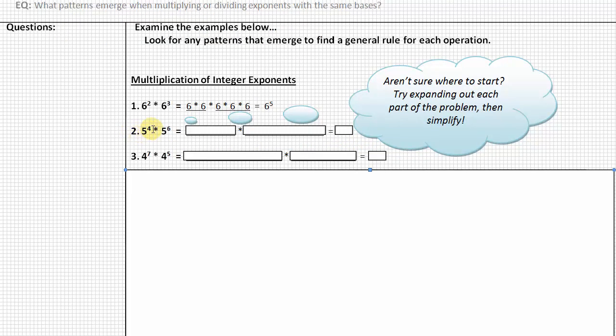We have 5 to the 4th power times 5 to the 6th power. Go ahead and see if you can expand that out, and if you're feeling confident, simplify it back down to one value in exponential form. Pause the video if you need to, and then check back to compare your work with mine.